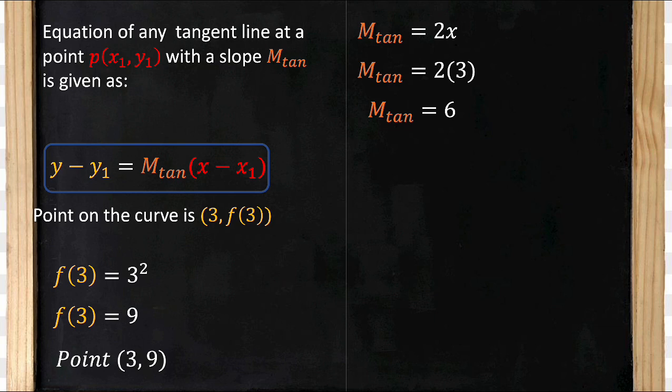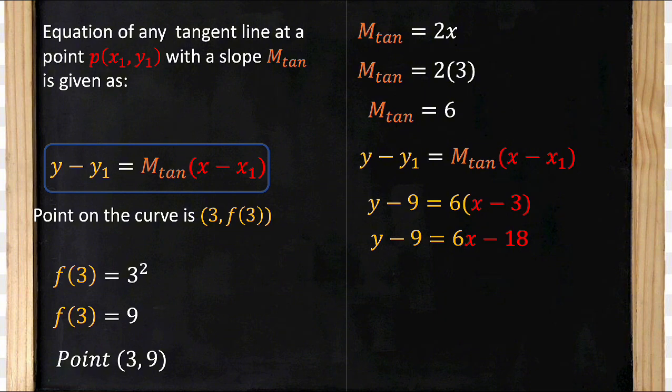So continuing with this, I will have y minus y1 equals m times (x minus x1), the tangent line, which is the same formula as before. Now in this case, all we need to do is substitute. Don't forget that our y1 in this case is f of 3, and that one is 9. And our x1 is 3.